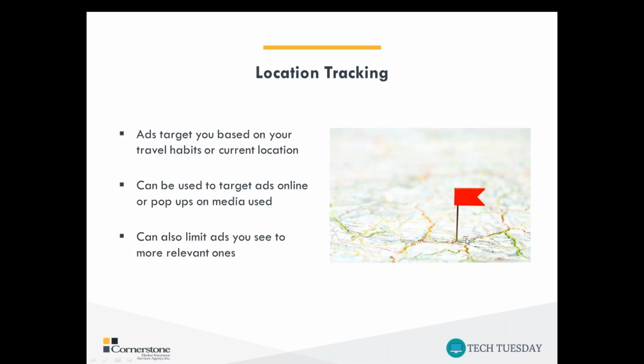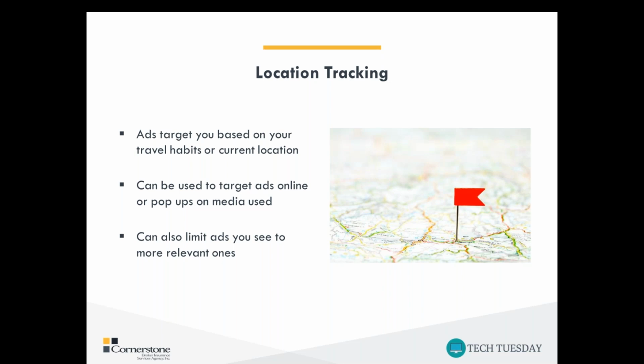The next most sensational method used is location tracking. This can be used in a broad and targeted sense. So we're going to start with the targeted methods. These are ads that target you based on your travel habits or your current location. They can be used to target ads online on the web or pop-up notifications used by media.